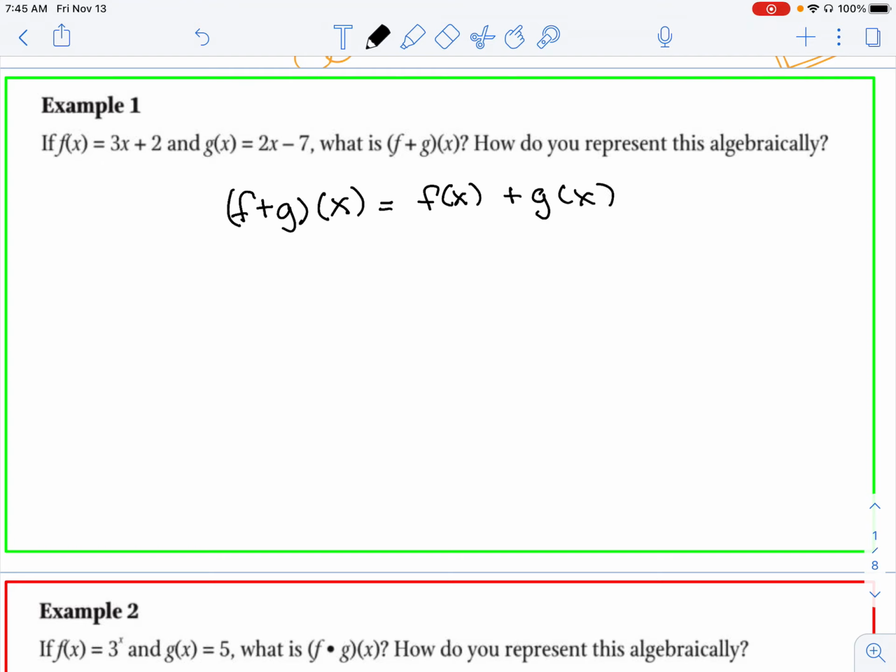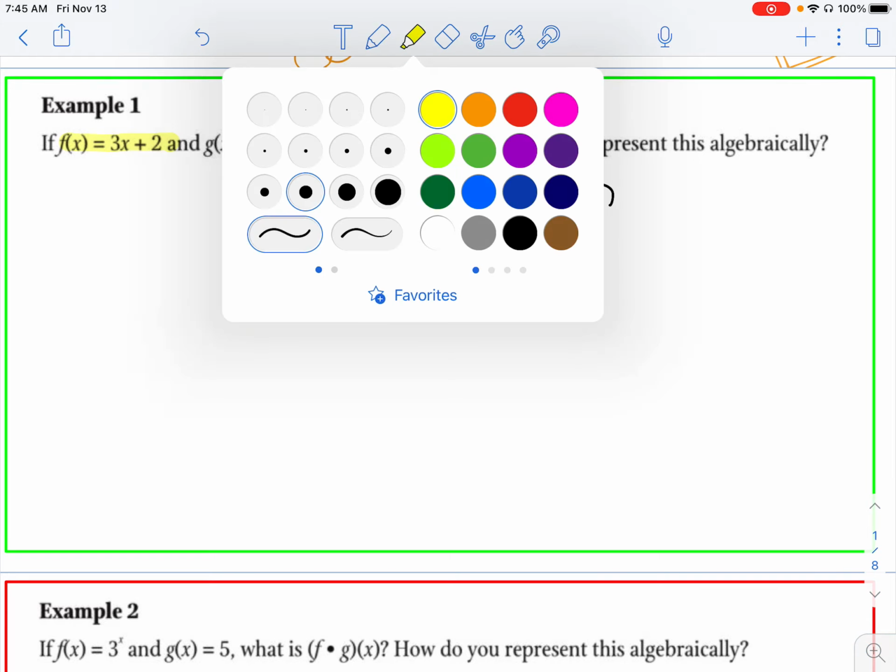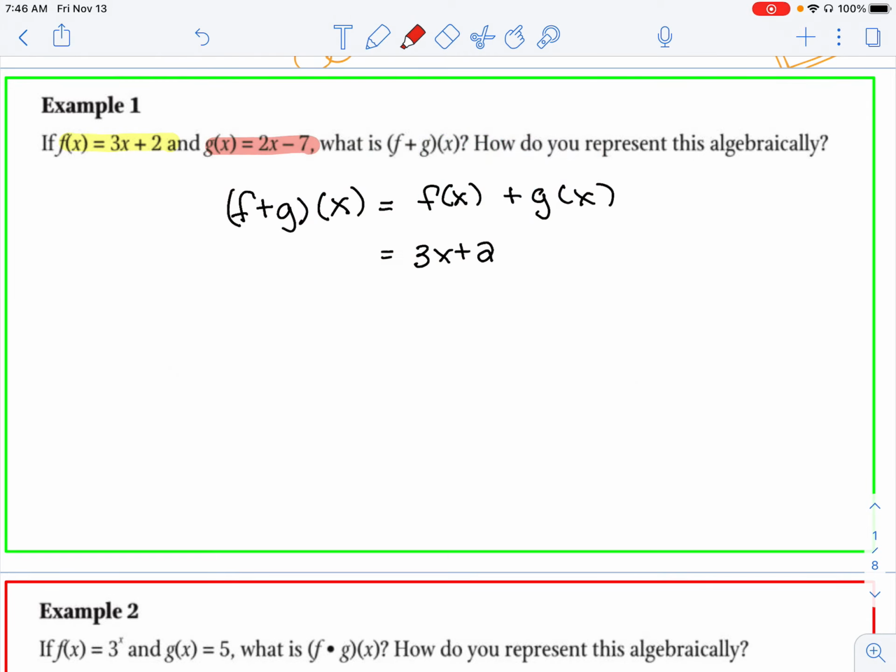So if I substitute those two functions in, this is really 3x plus 2, because that represents f of x. And then g of x was 2x minus 7, so I would say plus 2x minus 7. So now I can just combine like terms. So I would get 5x and then minus 5. So that's my final answer for f plus g of x.